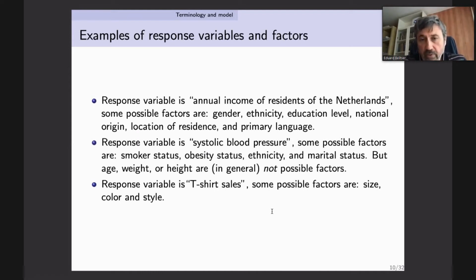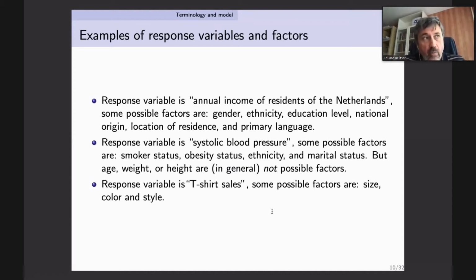Here are some examples. Systolic blood pressure, for instance, would be a response variable, and possible factors are smoker status, for instance, smoker or not, yes or no, or 0, 1. Whatever way you encode that doesn't matter. Then, for instance, marital status, and all the other things. But variables like age, weight, or height are not in principle factors because they're continuous, although you can make them factors if you split them into groups. In principle they're not factors, but they can be included in the analysis.